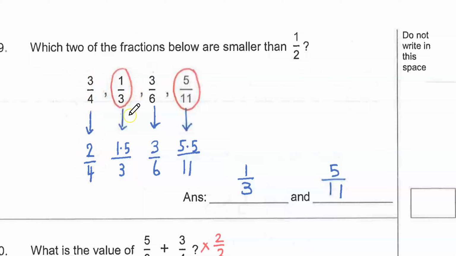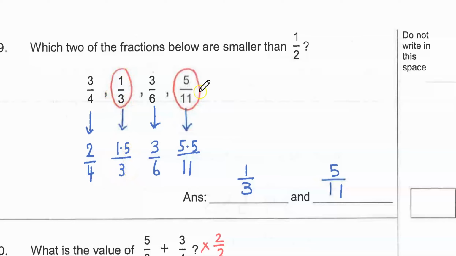Okay, how about 3, look at 3 here. What is half of 3? Half of 3 is 1.5, right? So 1.5 is greater than this 1 over 3. 1.5 happens to be half. Now, this 1.5 is greater than 1 over here. It means this 1/3 is smaller than half.